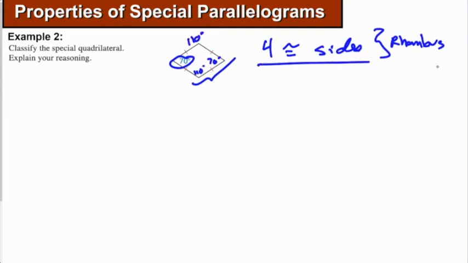And that means it is a rhombus. If we found that we had at least one right angle, that would be enough for us to say it is a square, because opposite angles would be congruent and consecutive angles would be supplementary, and it would give us 4 right angles.